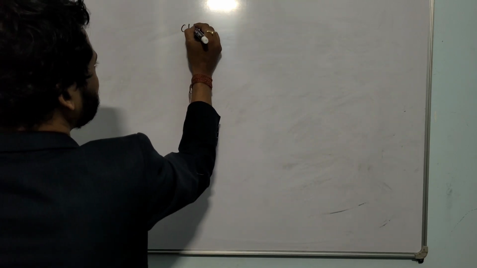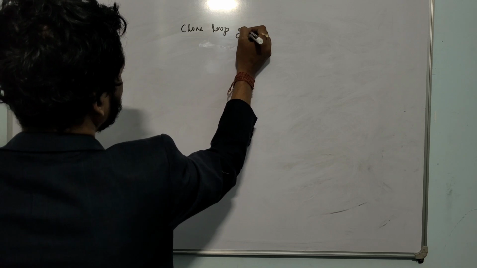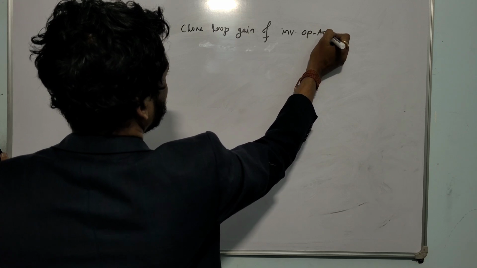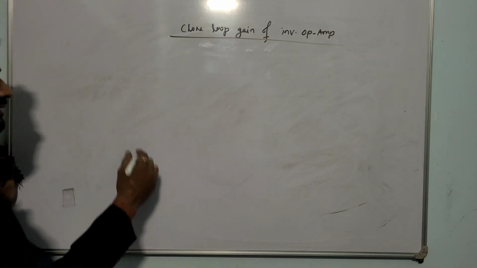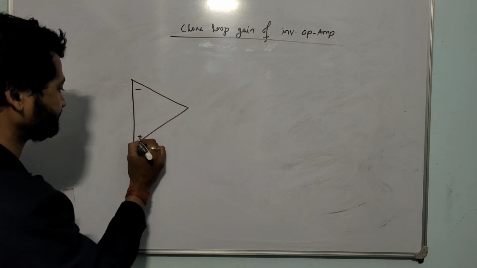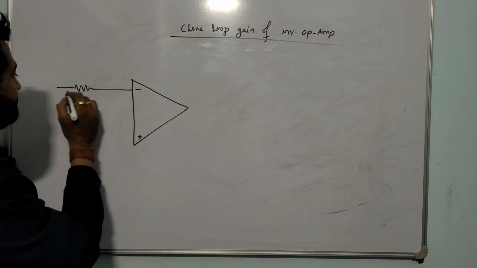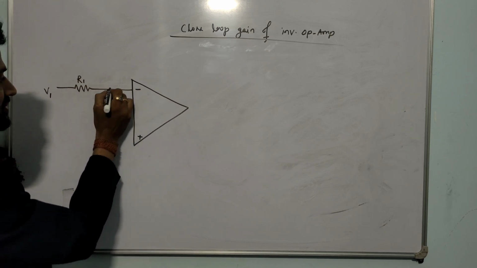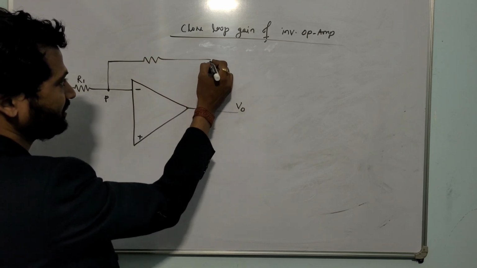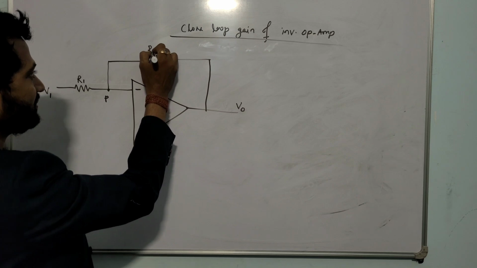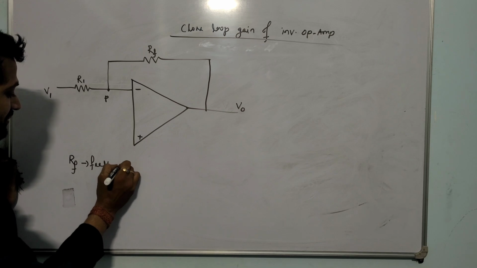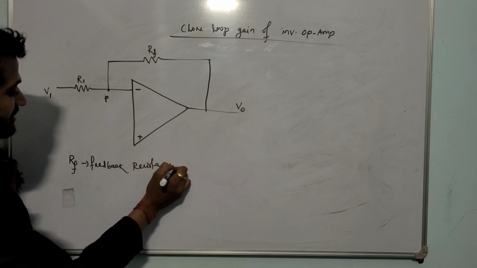So now we'll discuss closed loop gain. Closed loop gain of inverting operational amplifier. Closed loop gain क्या होता है? Okay, let me draw the diagram. ये V1, ये input resistance R1, this point is P, and negative feedback was given. ये output is V0. Negative feedback is given through RF. RF क्या है? Feedback resistor.